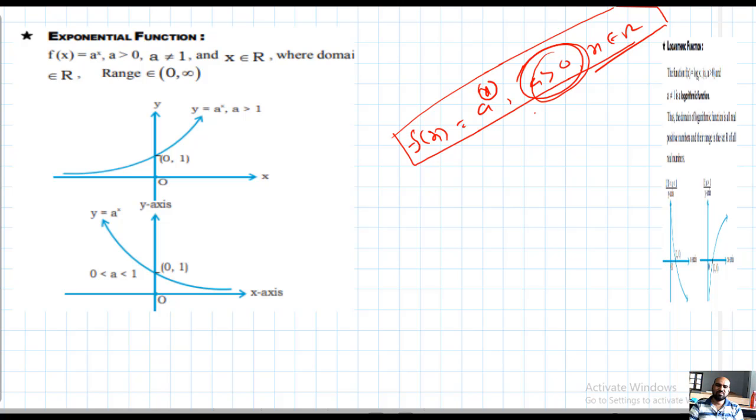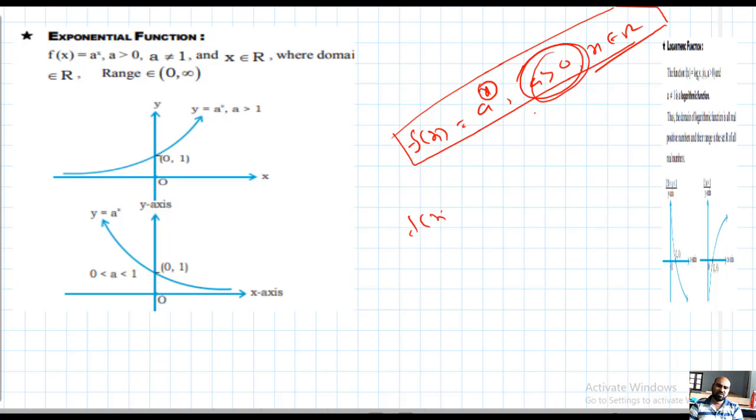So x is any real number. What is the meaning of that? The domain is all real numbers. Range: whatever be x, a power x is a positive real number. That's why I can say that open 0 to infinity is the range of exponential functions. And the graph of basic functions is important. So the graph of the exponential function is important.